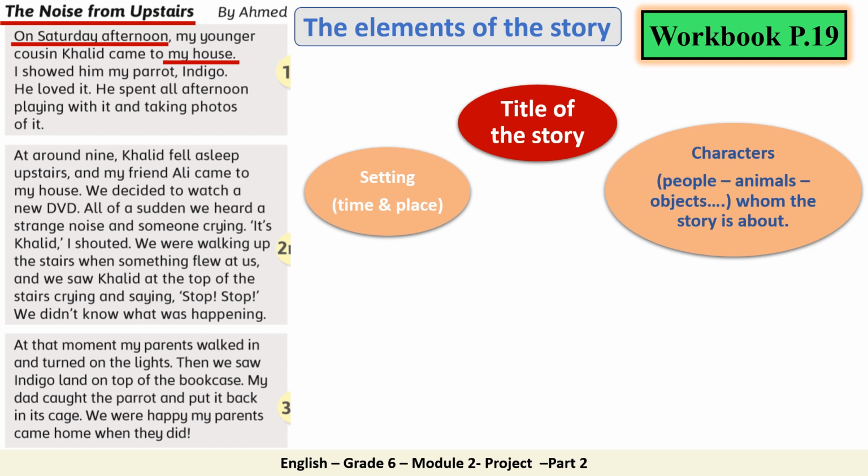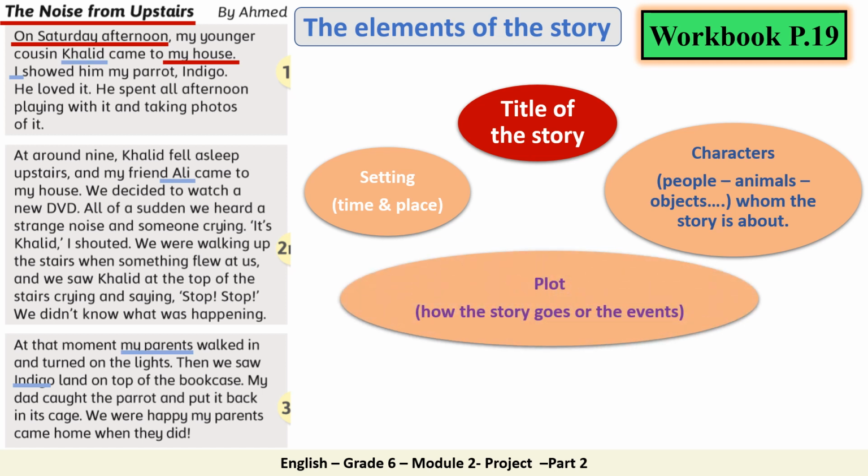Next, we have the characters, people, animals, objects, whom the story is about. So, what are the characters here? Number 1, we have Khalid. Next, we have I, the narrator, who writes the story. Next, we have Ali, his friend. And then we have my parents. And last, Indigo, the parrot. It's an animal.